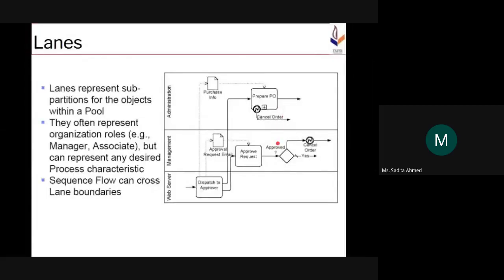So notice that I called prepare PO a sub process, and I called approve request a task. What is the difference? How do we know that prepare PO is a sub process and approve request is a task? Or are they the same thing? What do you think? How do we know?